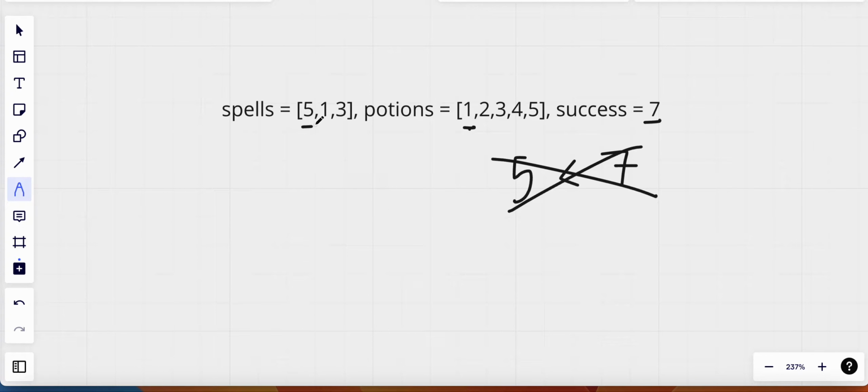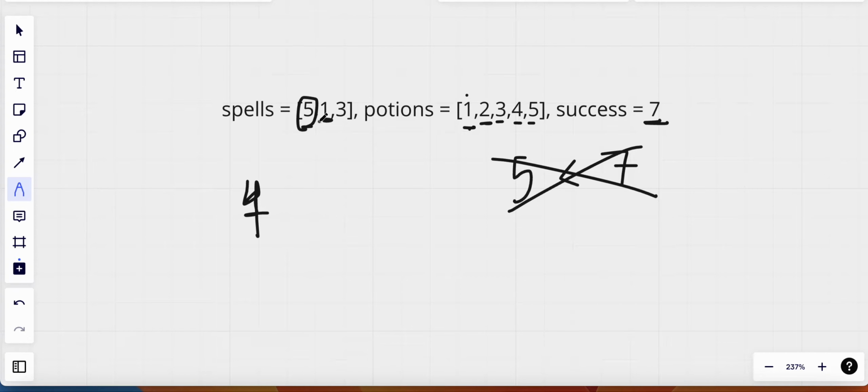So next we take the value 2 from the potions, and 5 times 2 is equal to 10, and we know that success is 7, so 10 is greater than 7. So now our count of successful pairs is equal to 1. Similarly, we do it with the rest of the elements, and here we find that the number of pairs for this spell 5 is equal to 4, right? Similarly, for 1 we do it in the same way. So this is a brute force solution.